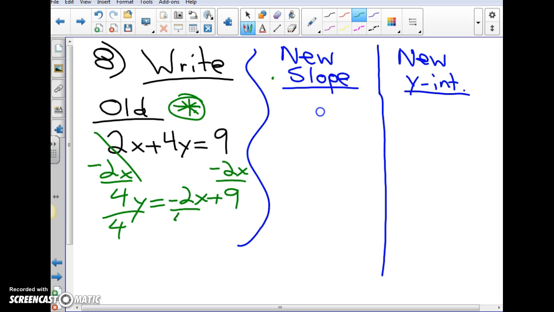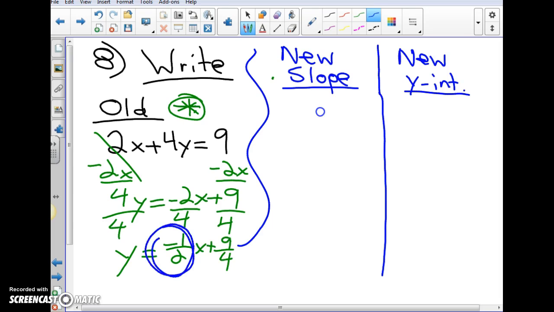Divide everything by 4. If I do that, I wind up with y is equal to negative 1/2 x plus 9/4. And again, the only reason I did this is so I could look at this. Again, I'm not making a line that's parallel. I'm making a line that is perpendicular. So my new one needs to have opposite signs, so it's going to be a positive number, and it needs to be the reciprocal of negative 1/2. Well, changing the sign and the reciprocal, I should get my new slope being 2.